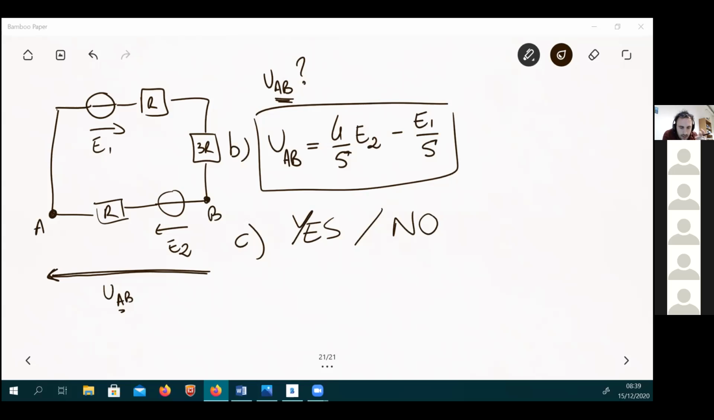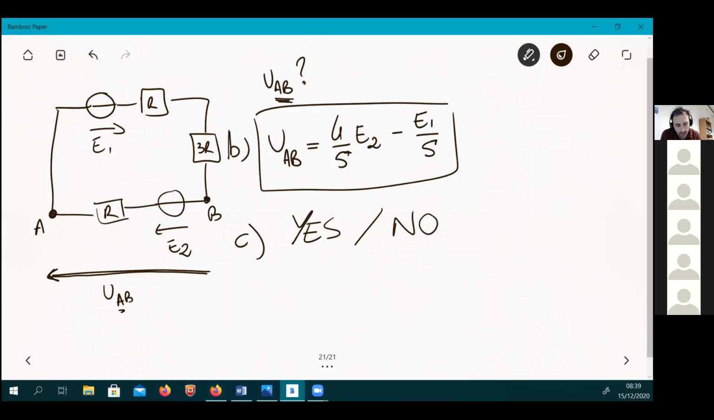Do you have any issues finding the UAB result? Is it for the first part or the second part of the exercise? For now just the answer UAB. Yes, it was simple. Is everyone okay with finding the result of UAB, or are you still in the process of finding the equation? I'm still doing it. Okay.